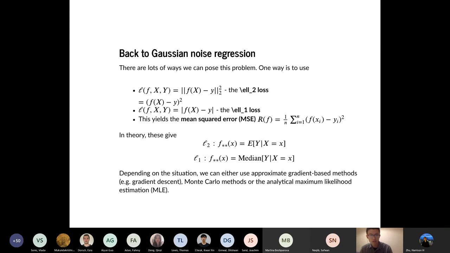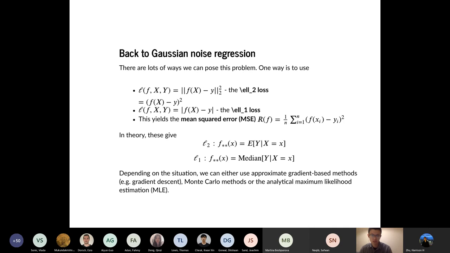So let's go back to our Gaussian noise regression case that I showed at the beginning. One way is to choose this L, as I mentioned, to be the squared loss. f of x is like our estimate for y. But this estimate may be different from y. So we take the square just to see how far we are from our observed y, right? That measures how good f is at estimating our data generating procedure. That's usually called the L2 loss. We don't have to choose the squared loss. We can just take the absolute value. That gives us the L1 loss, right?